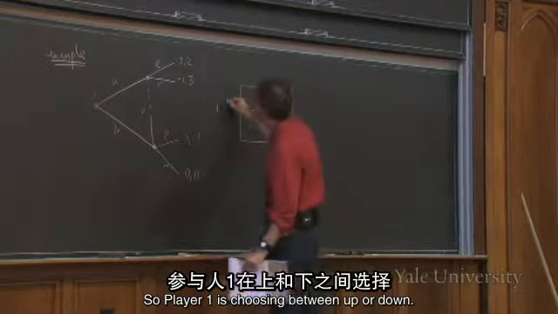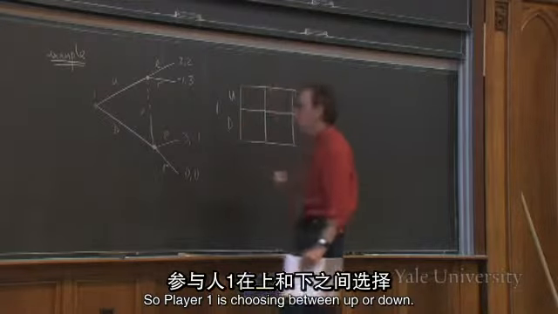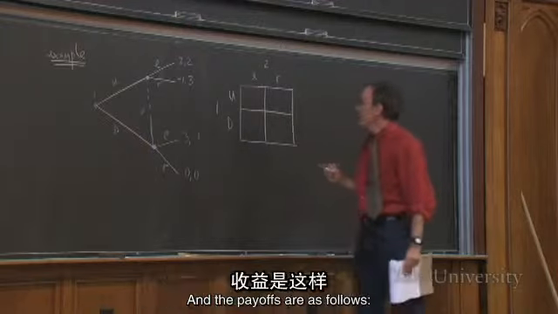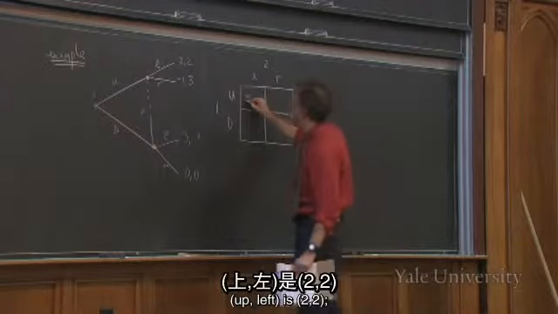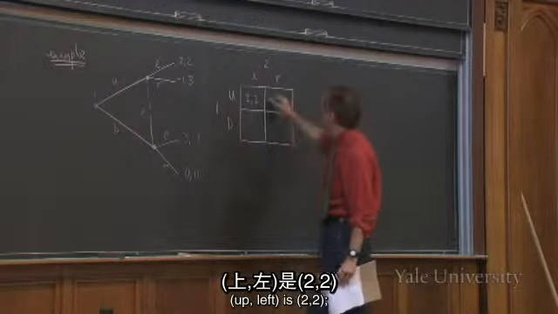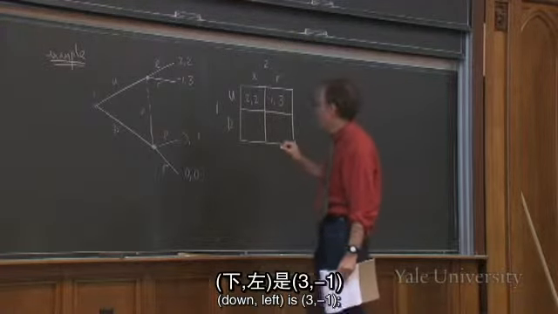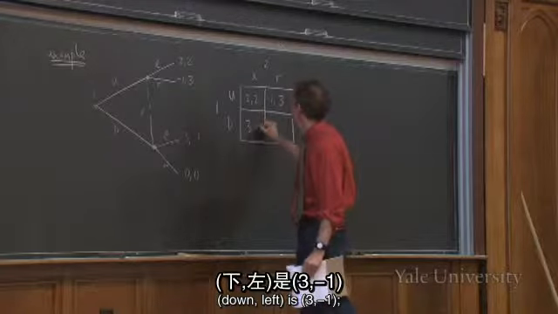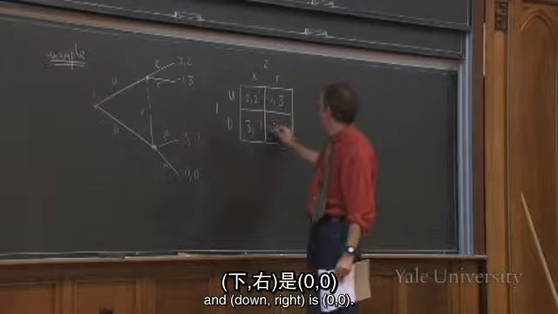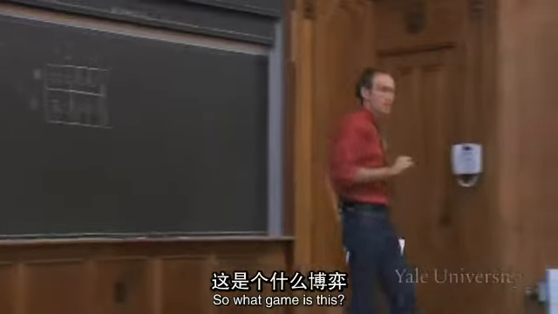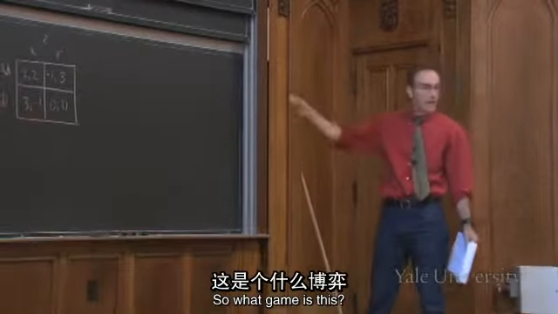All right, so player 1 is choosing between up or down, and player 2 is choosing between left or right, and the payoffs are as follows. Up left is 2, 2. Up right is minus 1, 3. Down left is 3, minus 1. And down right is 0, 0. So what game is this?